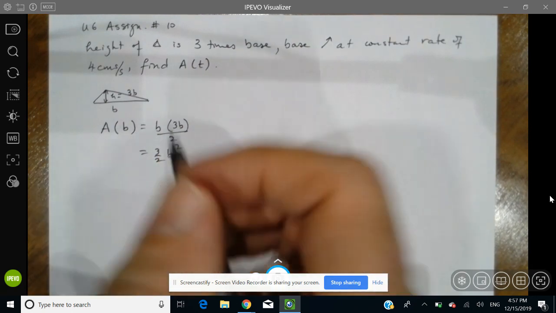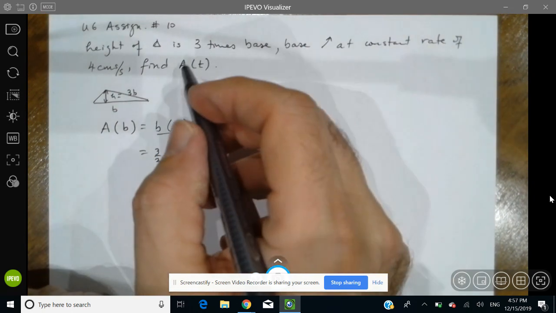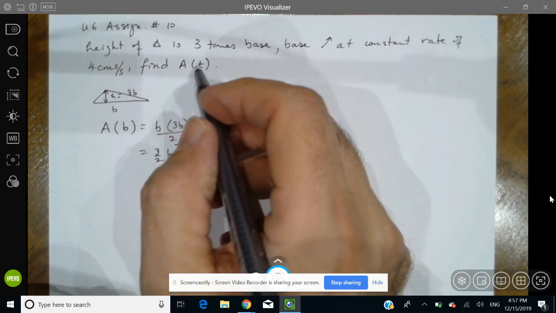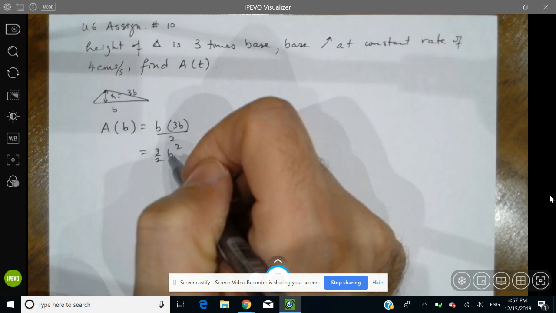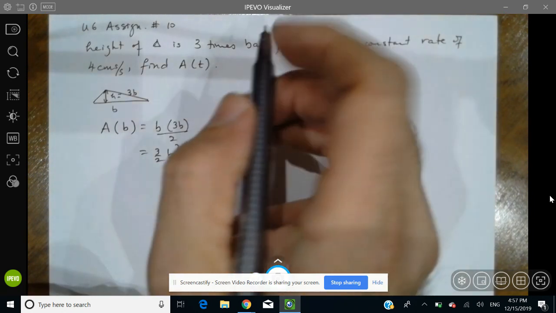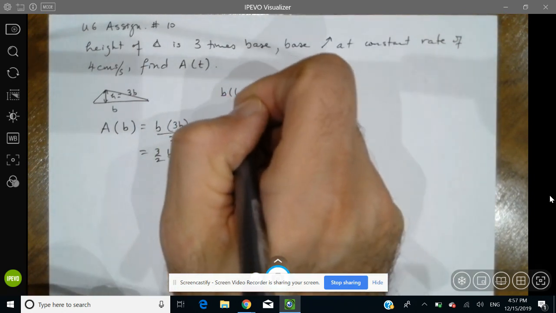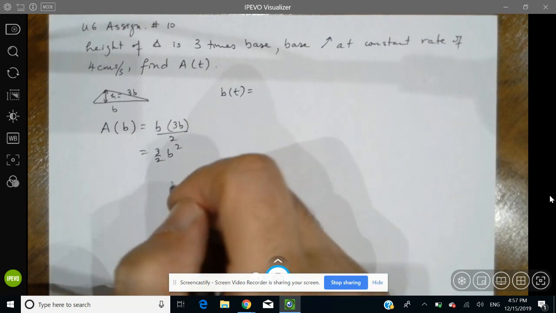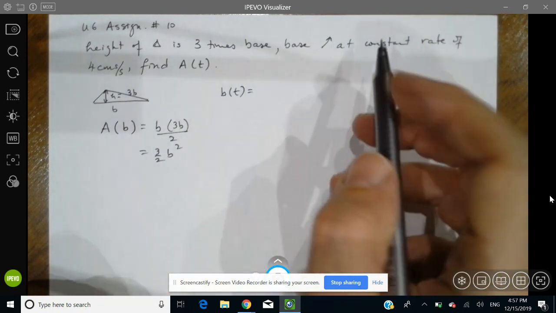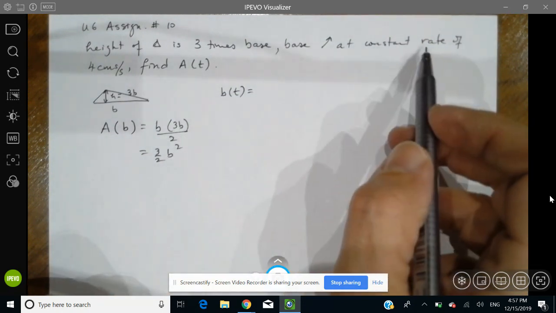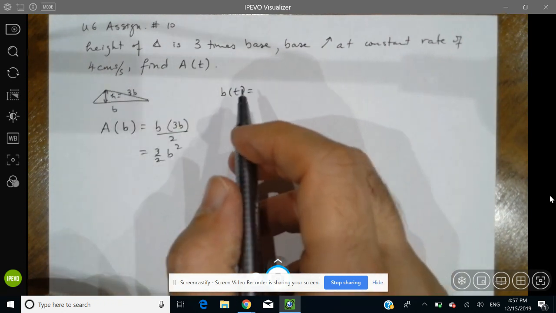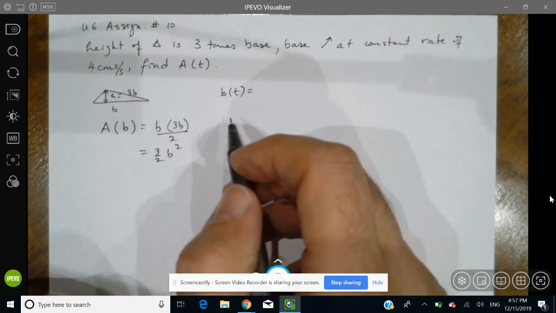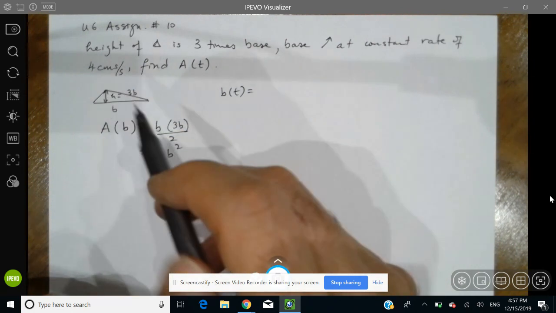But they want us to determine a function for the area with respect to time. The reason why we can do that is that the base itself is a function which depends on time. So this is where we're going to have to determine how the base is dependent on time. First of all, they tell us that it's growing at a constant rate of 4 centimeters per second. So that means that we can represent it with a linear function. We know that the slope is going to be equal to 4, so it's going to be positive.